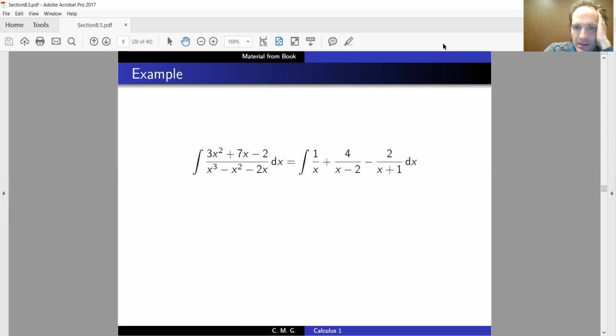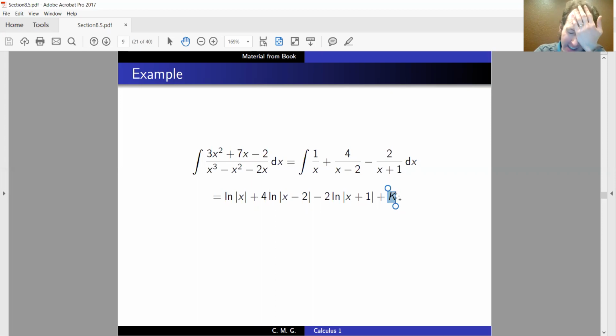The antiderivative of 1 over x is natural log of the absolute value of x. It's going to be 4 natural log of the absolute value of x minus 2, and minus 2 natural log of the absolute value of x plus 1. So that's what I get. And then I got a plus k here.